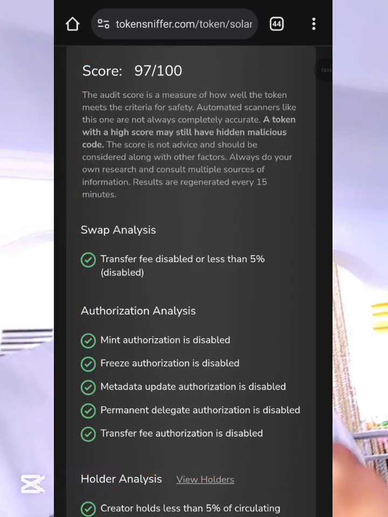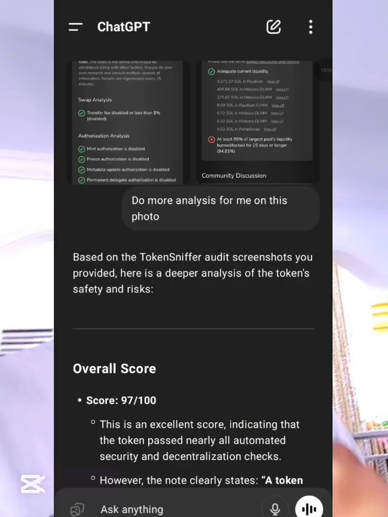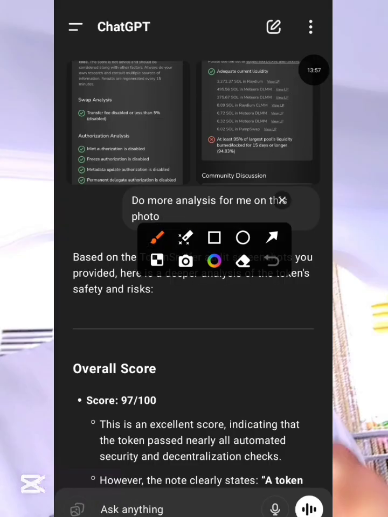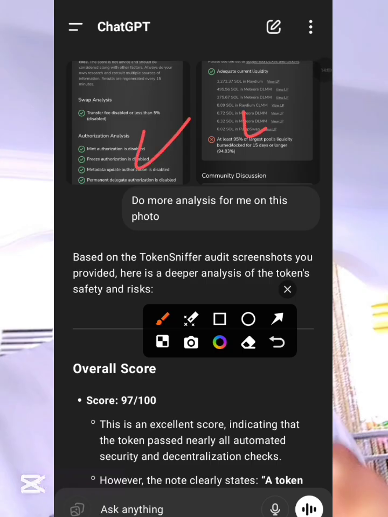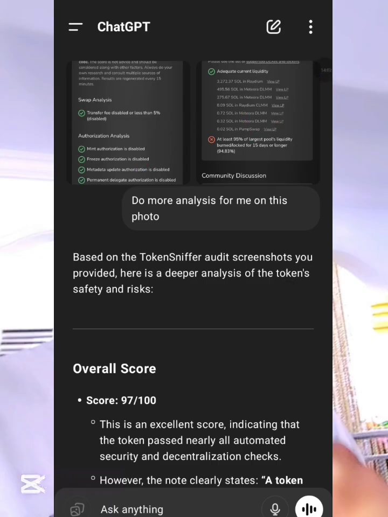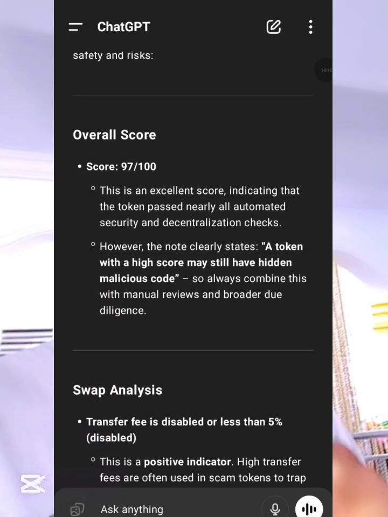Now, let's screenshot it. I have uploaded the screenshot to ChatGPT and told it to analyze it. You can see the screenshot here. I instructed ChatGPT to do more analysis in a simplified manner. Now, this is the analysis of ChatGPT.